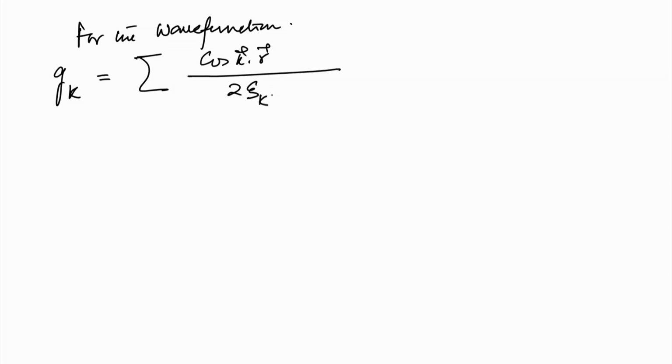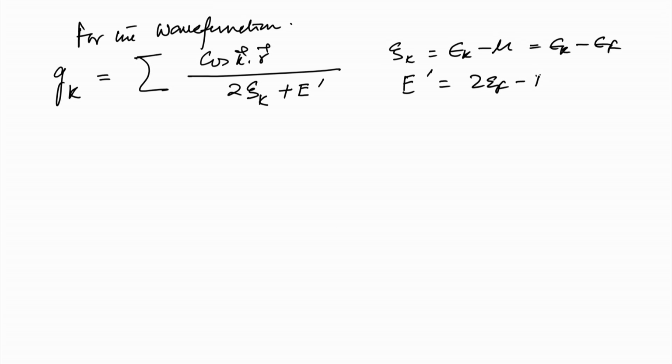There's just one more thing that we need to do here, so for the wave function we have the amplitude of the wave function, which is g k, this is equal to a cosine k dot r divided by 2 psi k plus e prime, where psi k equal to epsilon k minus mu, and which is equal to epsilon k minus epsilon f at t equal to 0, and e prime equal to 2 epsilon f minus e, which is of course greater than 0. So, E prime can now be called the binding energy. And this k has to be greater than k f.